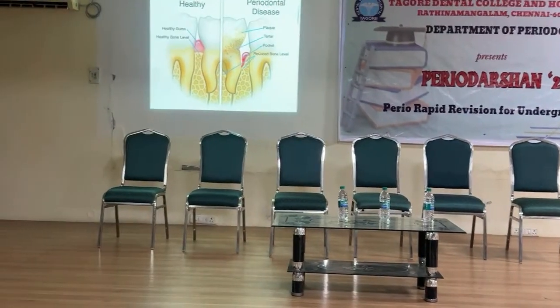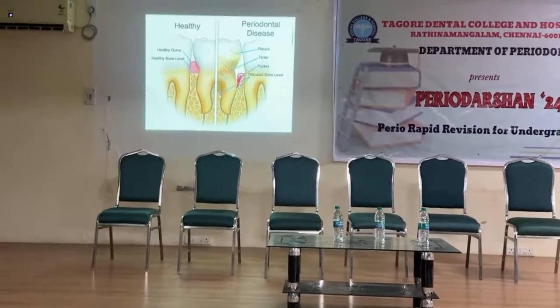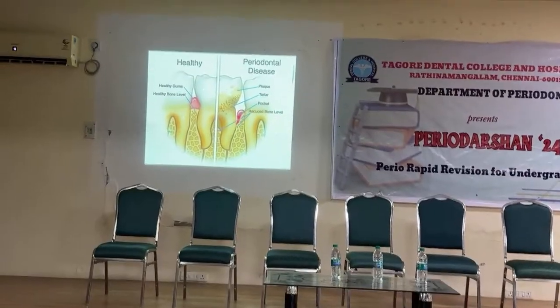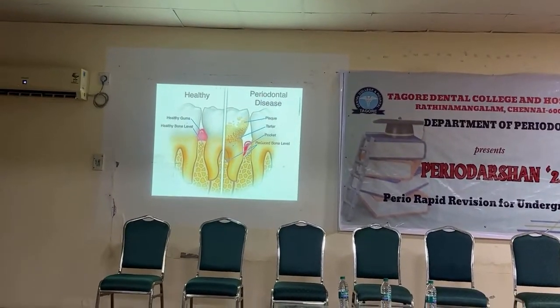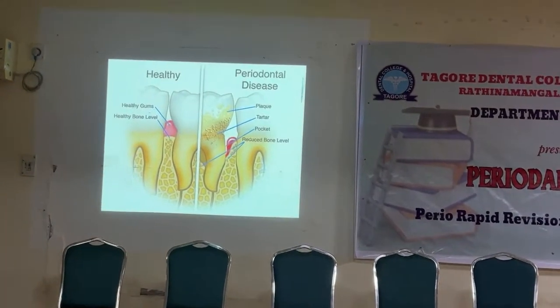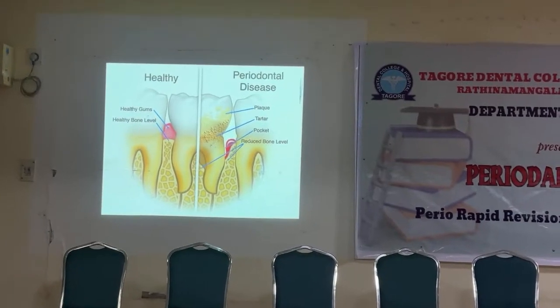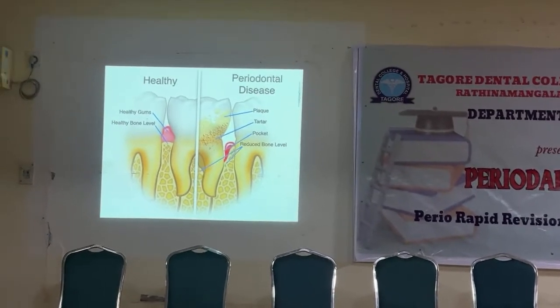Very good. So we'll see one way. In the healthy condition, the bone will be 1 mm apical to the CEJ. The interdental papilla will engulf the area. It will be healthy. In case of periodontitis, there will be attachment loss and bone loss. Define chronic periodontitis. Anyone? It is an infectious disease resulting in inflammation of the supporting tissues of the teeth with progressive attachment loss and bone loss. What is gingivitis? Inflammation of the gingiva without attachment loss and bone loss.